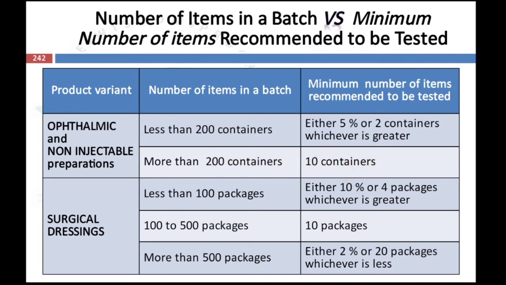Coming to the next, for the surgical dressing, if a batch consists of less than 100 packages, either 10% or 4 packages, whichever is greater. And for a batch of 100 to 500 packages, we have to take 10 packages for sterility testing. If a batch consists of more than 500 packages, either 2% or 20 packages, whichever is less, is taken for sterility testing.